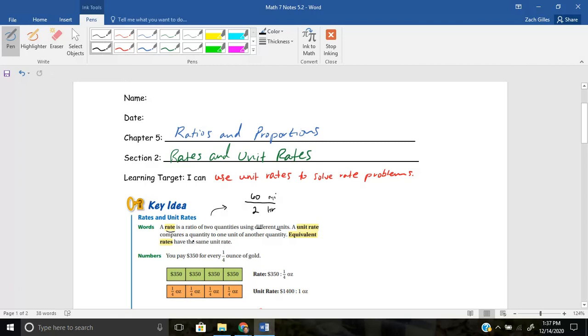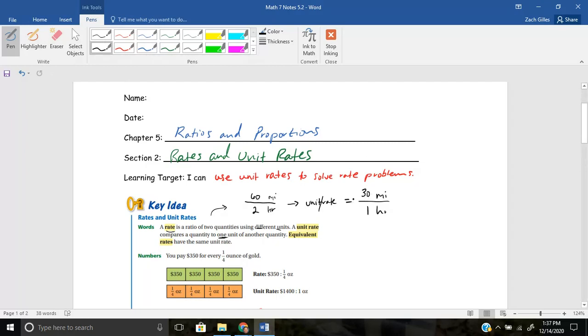A unit rate compares a quantity to 1 unit of another quantity. So for example, if I were to change this into a unit rate, that would mean I want to know how many miles do I go in 1 hour. I don't want to know how many miles I can go in 2 hours. I want to know how many miles I can go in 1 hour. Well, to go from 2 hours to 1 hour, I divide it by 2. So if I divided by 2 on top, I would get 30 miles per hour.